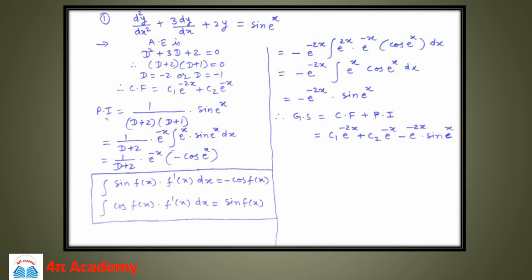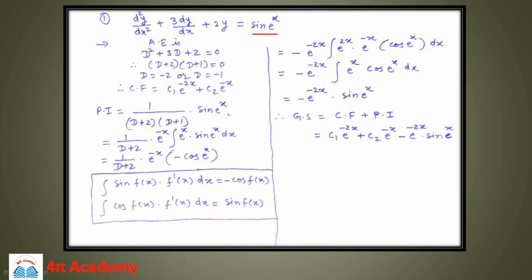Now the particular integral will be equal to 1 upon D plus 2 into D plus 1, where these are the roots. So it is 1 upon D plus 2 into D plus 1 into my X, which is now sine of e raised to power x. For solving this, I will keep 1 upon D plus 2 as it is, and first solve 1 upon D plus 1 on this part. Now here it is D minus a, so a is minus 1, so minus minus, that is plus.